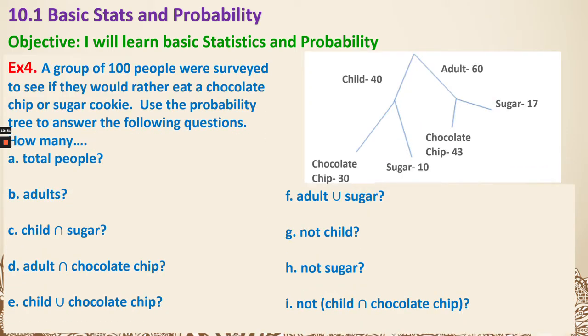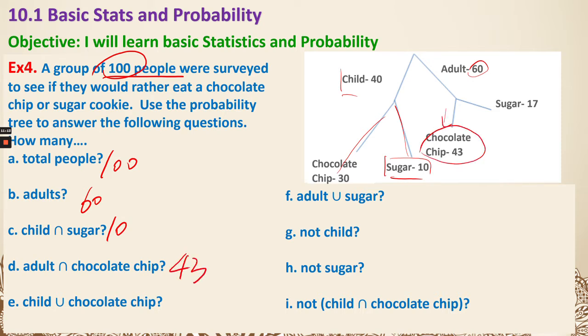Next, example 4. Total people, the question already said is 100 people. Adults is labeled right here, so that's 60. Child and sugar. So this child is actually the total of the 30 and 10. So we just want child who likes sugar is going to be right here. 10. Next, adult who like chocolate chips. Adult who likes chocolate chips right here, 43.